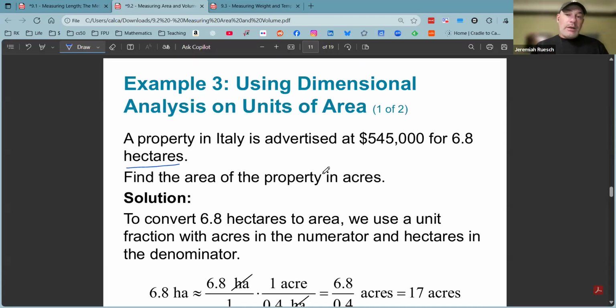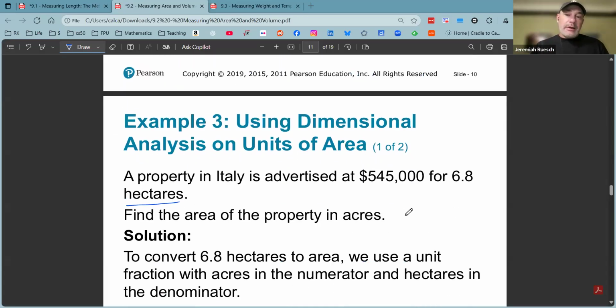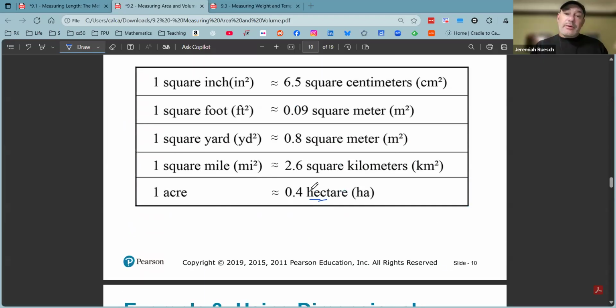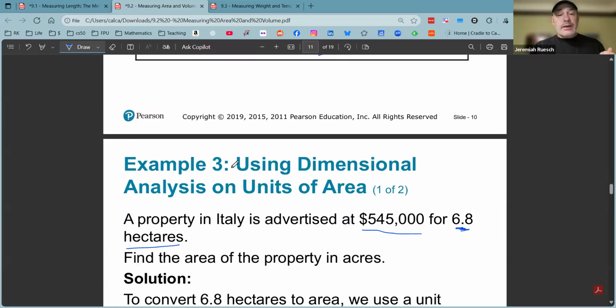So we don't really care what the price is. That's kind of a distractor. What we do care about is the size of it. So there's 6.8 hectares, which is equivalent to 0.4 hectares for 1 acre.